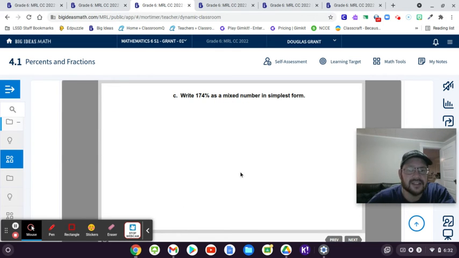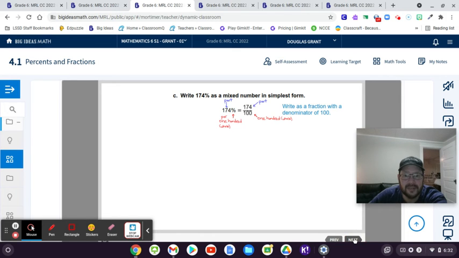You're also going to have some like this: 174% as a mixed number in simplest form. So first, write 174% the easiest possible way. Okay, so it's 174 out of 100. So it's 174 on top, 100 on the bottom. Now use what you've learned before to simplify that, and write that as a mixed fraction in simplest form. Okay, so you end up with 87 over 50, which is the same as 1 and 37/50ths. Or you could have done 174 over 100 is 1 and 74 hundredths, which simplifies to that still.